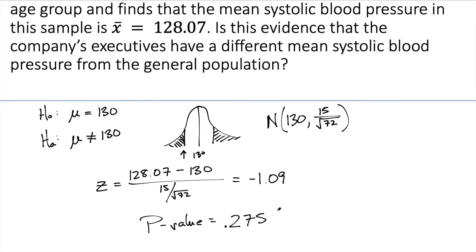Obviously, this is weak. This is not evidence at all. This is not a low level. Generally, our alpha is around 0.05 or 0.1 or 0.01. Those are our common values for alpha. So no, this is not evidence that the company's executives have a different mean systolic blood pressure from the general population.